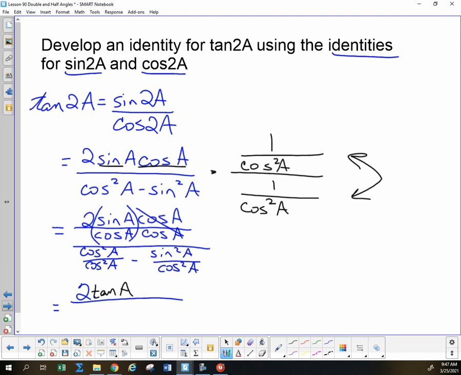And then in the denominator, cosine squared a over cosine squared a is 1. Sine over cosine is always tangent, but I have the squares in there. So it's minus the tan squared of a. And that's going to be our double angle identity. Tangent 2a is 2 tan a over 1 minus tan squared a.